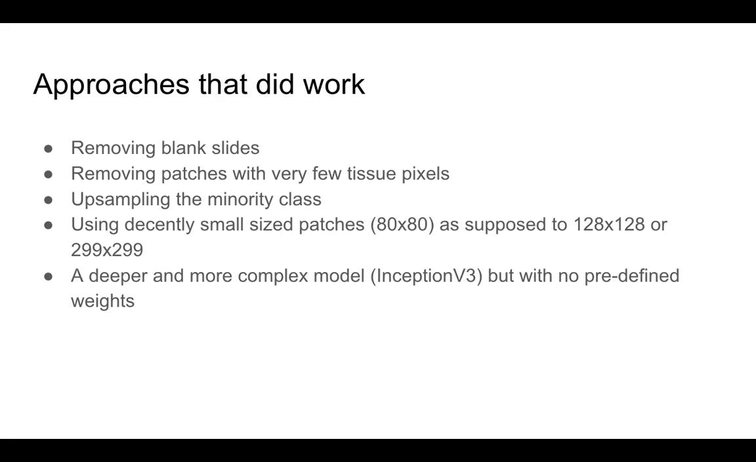Now, the approaches that did work were removing blank slides which gave no information at all, removing patches with very few tissue pixels, then upsampling the minority class as opposed to downsampling, which leads to loss of information, then using smaller patches than say 128 by 128 or 299 by 299. This increases the amount of data and captures the more immediate context around the tumors.